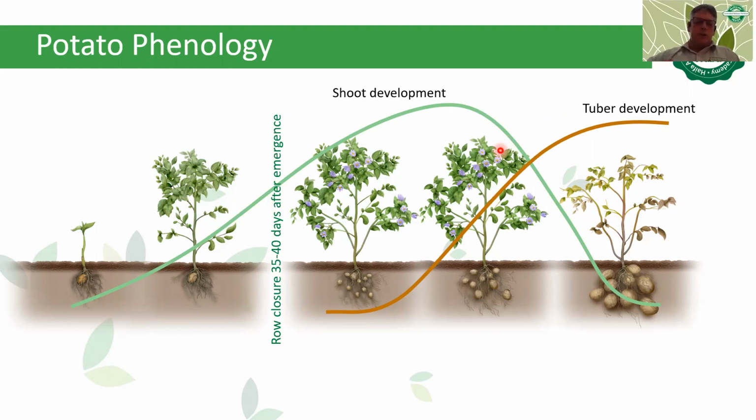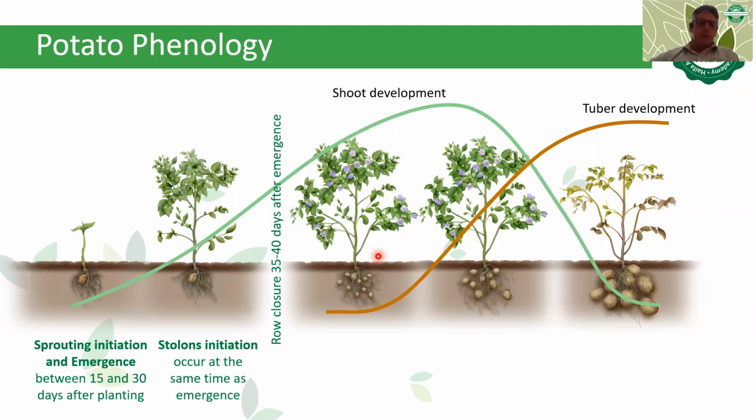So one needs to know and understand when these different processes are happening, so that you can time your fertilizer applications accordingly. So we're talking about sprouting and initiation in the first stage, 15 to 30 days after you've planted. Then we talk about stolon initiation as your second phase, which starts after emergence and continues until about 35 to 40 days after emergence, when the rows should be closing. And at that stage, your tuber initiation should begin, which is 15 to 30 days after emergence.